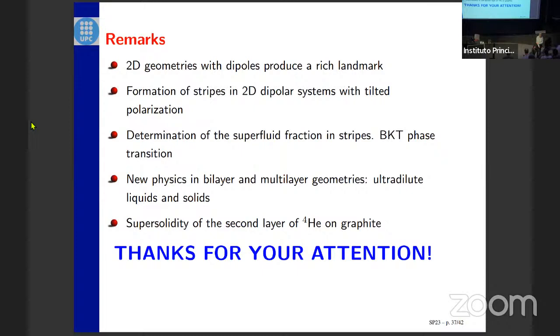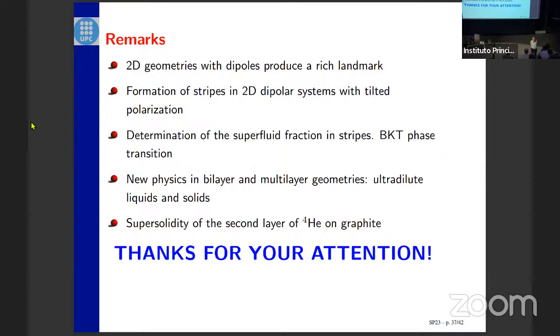I want to ask about the BKT transition. If you have dipoles, then in two dimensions you have an anisotropy, and this means you have two different superfluid densities. How do you take into account this fact in your numerical estimate?